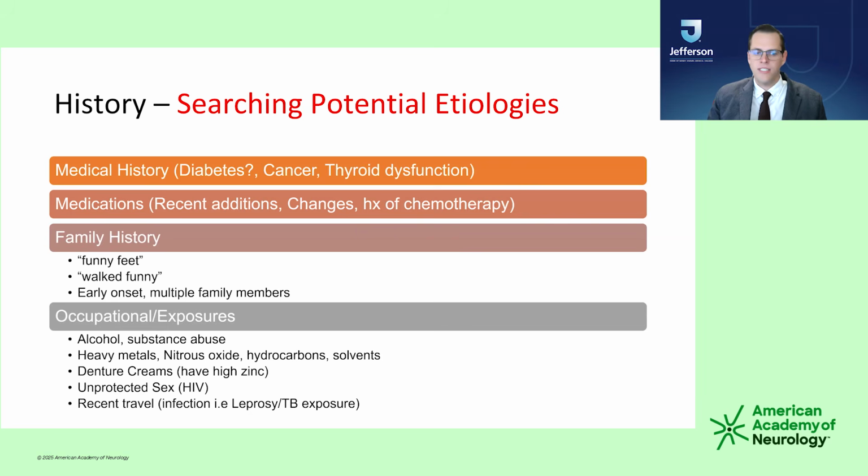Unprotected sex, risk for HIV, and also recent travel, such as infections. Examples here are leprosy and TB exposure. The point of this is when any of these are positive, it'll help with tailoring your labs and your differential.